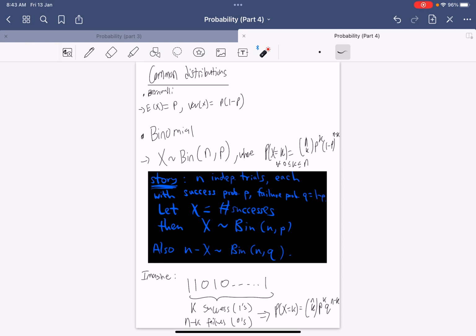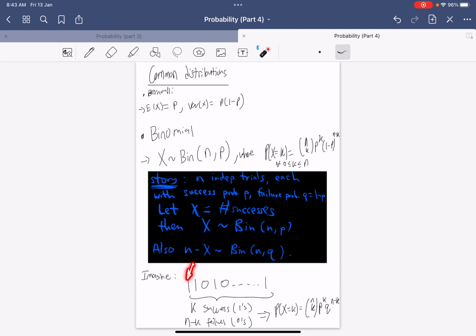I hope this is clear, and we'll move on to some more interesting ones, and that is the binomial. The binomial will be represented as X following Binomial(n, p), where n is the total number of independent trials, and p is the probability of success of a trial. The story is that you have n trials, and X is capturing the number of successes. You can imagine 1 is your success, like the Bernoulli, and 0 is your failure.